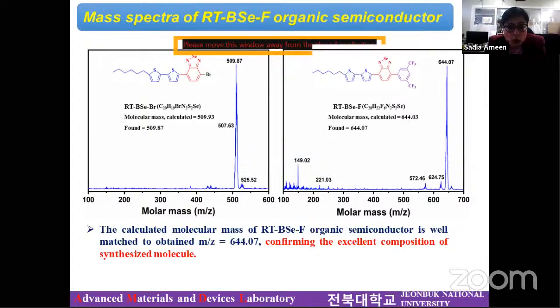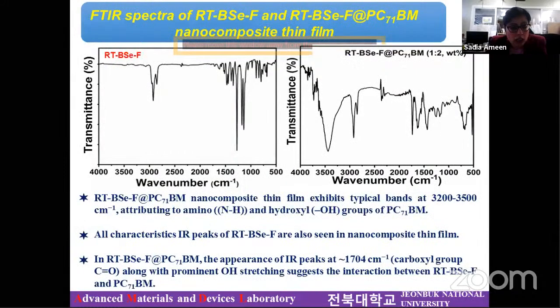In addition to this, we have characterized our synthesized material with mass spectroscopy as well, and as you could see, we found that the molecular mass which we calculated is very close to the one which we found, that is 644.07, and it confirms the excellent composition of our synthesized molecule. Thereafter, we checked the structural characterization through a very simple technique, that is FTIR.